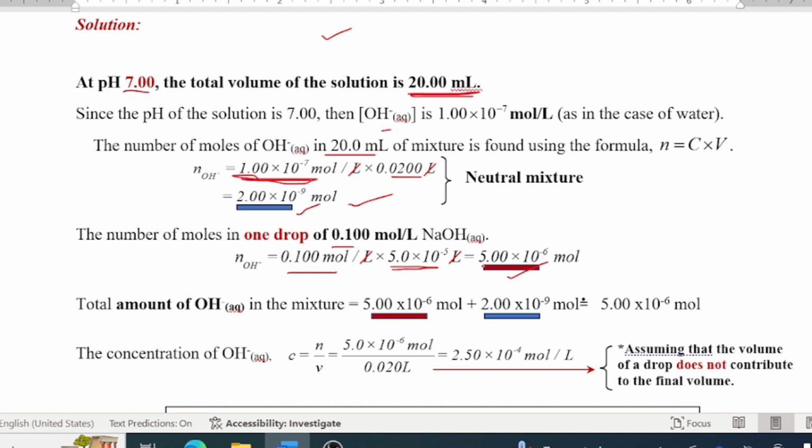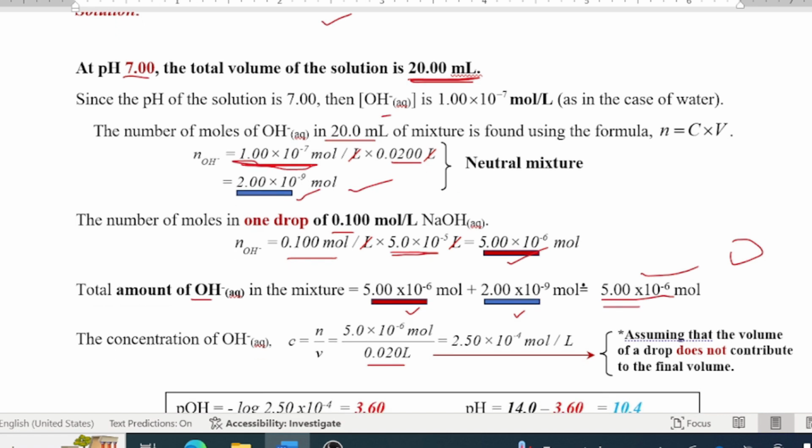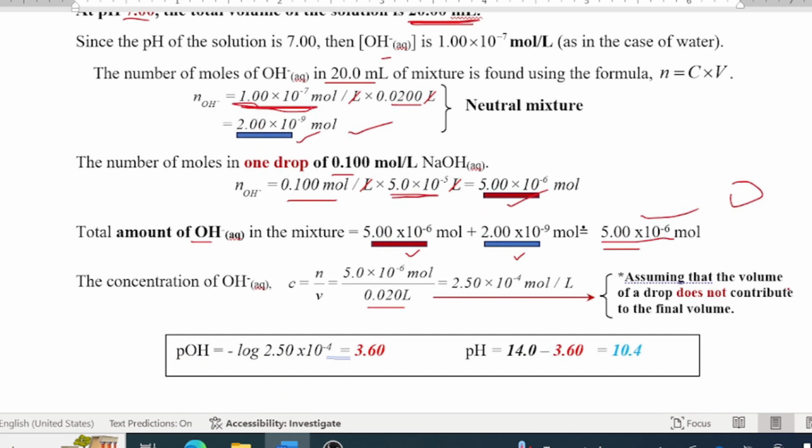So this is the amount from the 1 drop, and that is the amount that was originally present at the equivalence point, and is approximately equal to this. That number of moles of OH. So C is equal to n over V. Take this and divide by 20 milliliters, because you're assuming that 1 drop is insignificant.